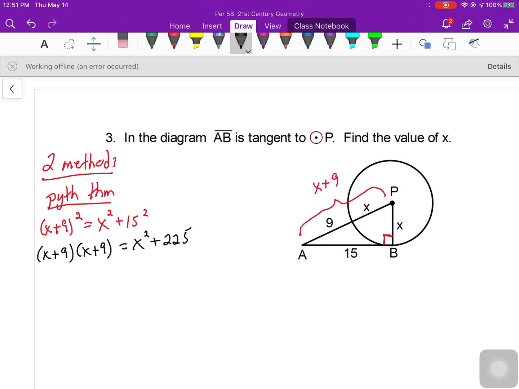X plus 9 squared means x plus 9 times x plus 9. On the other side, we have x squared plus 225. When I multiply x plus 9 times x plus 9, x times x, x squared. And then we get a 9x, another 9x, and 81.